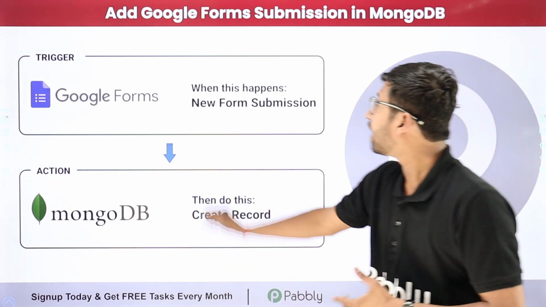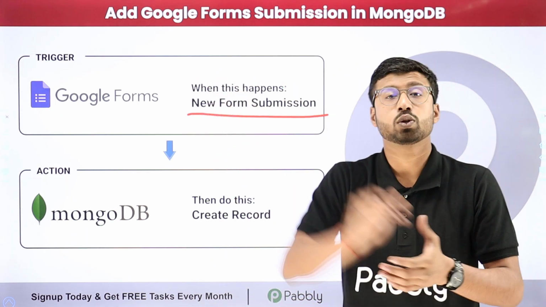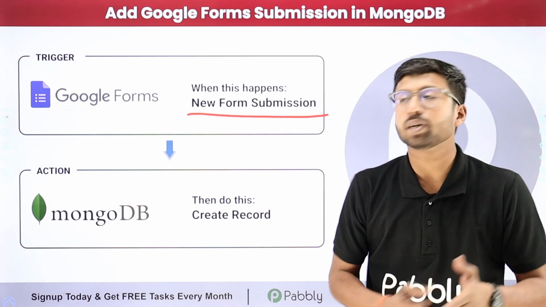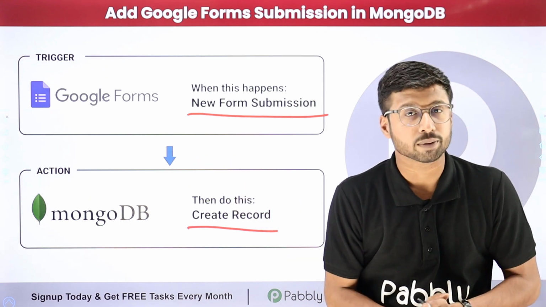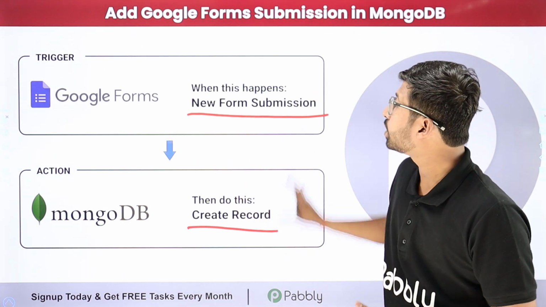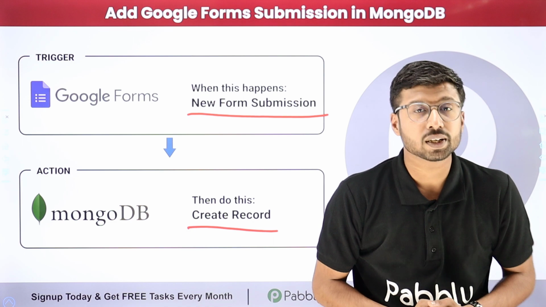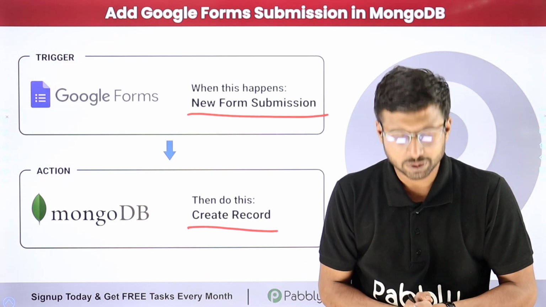In this automation, as a new form submission is received in Google Forms, instantly with the same details, we are going to add those form responses as a record in MongoDB. Now, if you want to learn how you can set up this complete automation all by yourself, for that, you just have to come with me to my screen.